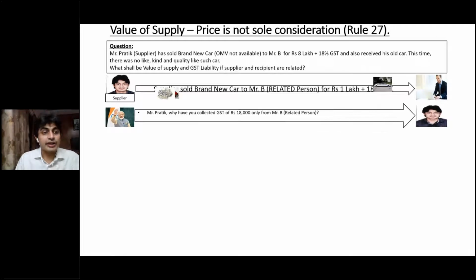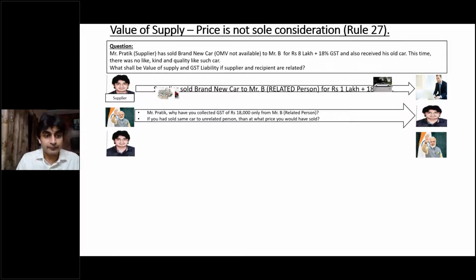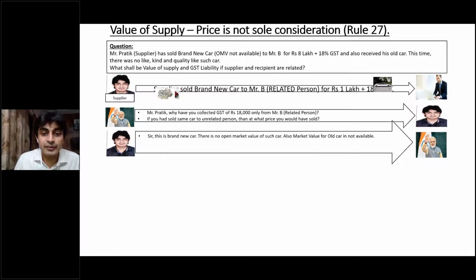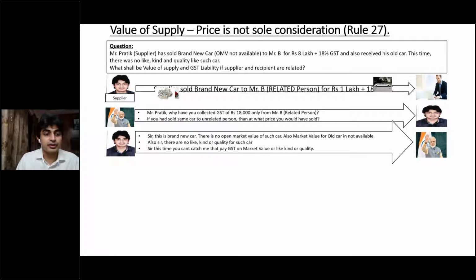Again, the government came and questioned me why I collected only so much amount. You should have collected more. I'm asking the government, sir, this is a brand new car. There is no open market value of such a car. Also, the old car I received has no market value, sir. There is no like kind and quality also, sir. So this time you can't ask me to pay more like market value.